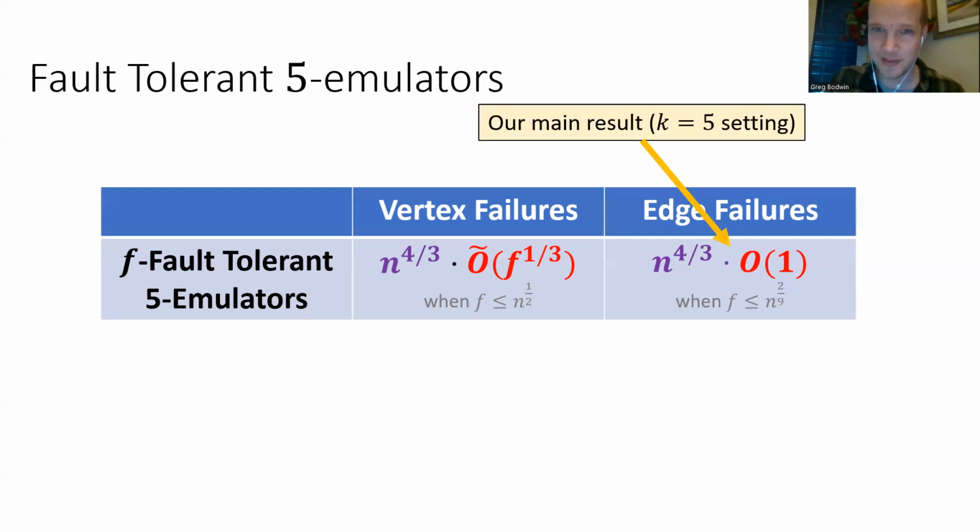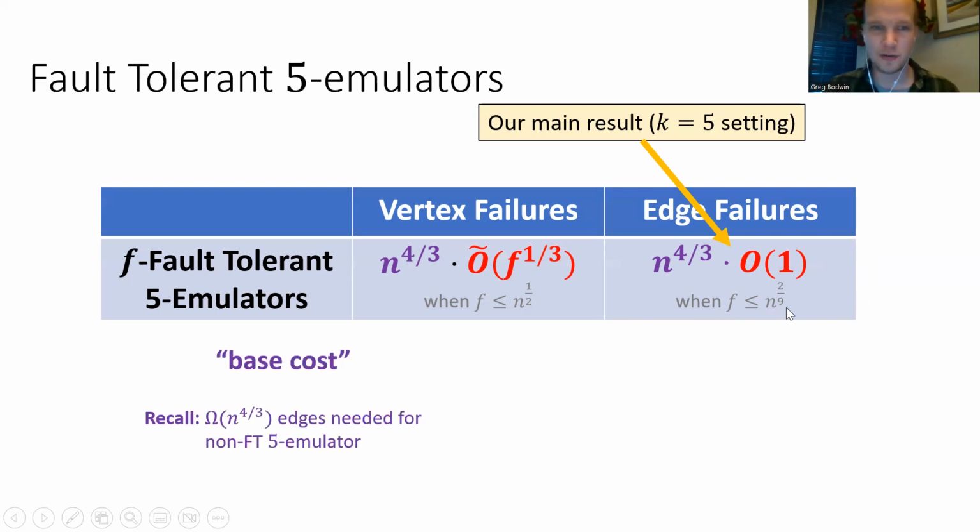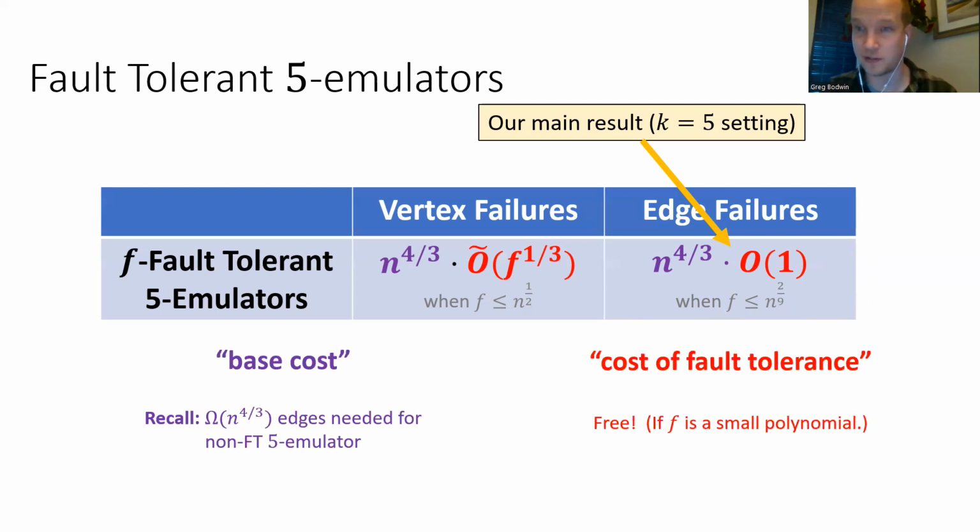And it turns out that the answer is this. The price of fault tolerance for F edge fault tolerance in emulators is constant. And this is really surprising. We are saying that it is a constant independent of both n and F, with the only extra condition being this: F needs to be at most this moderate polynomial. So specifically, the base cost is n to the 4/3. The price of fault tolerance, as long as F is not too large, is free here.